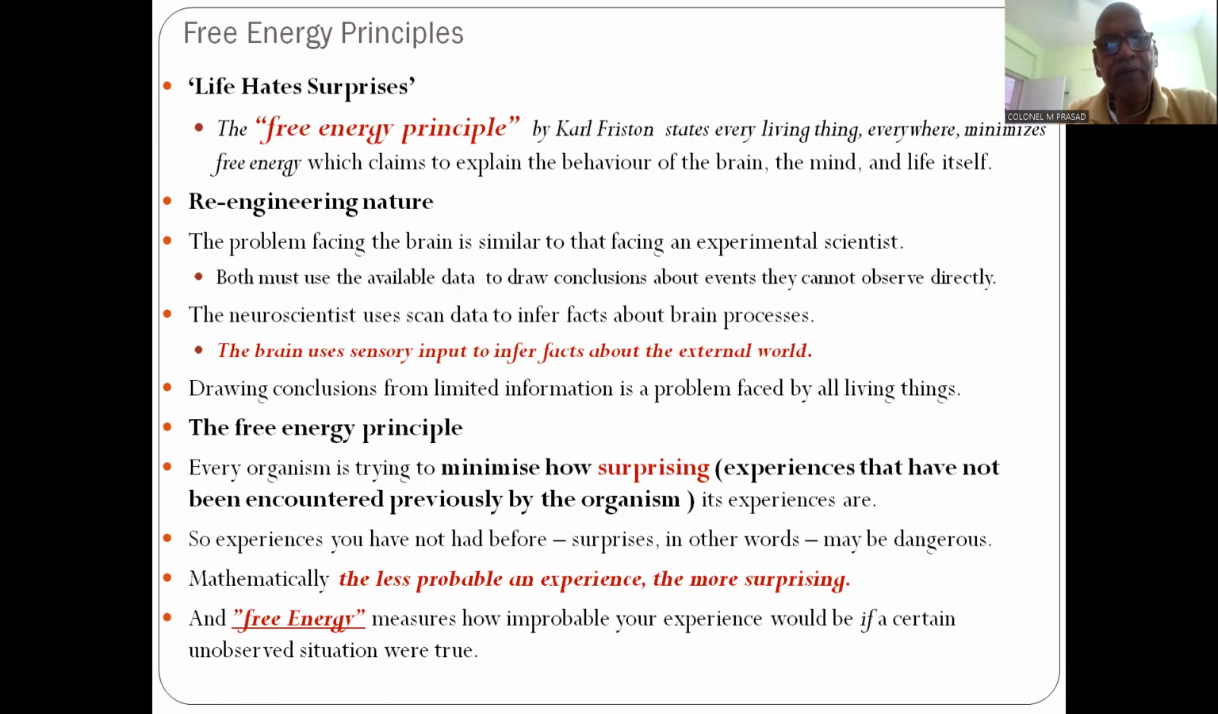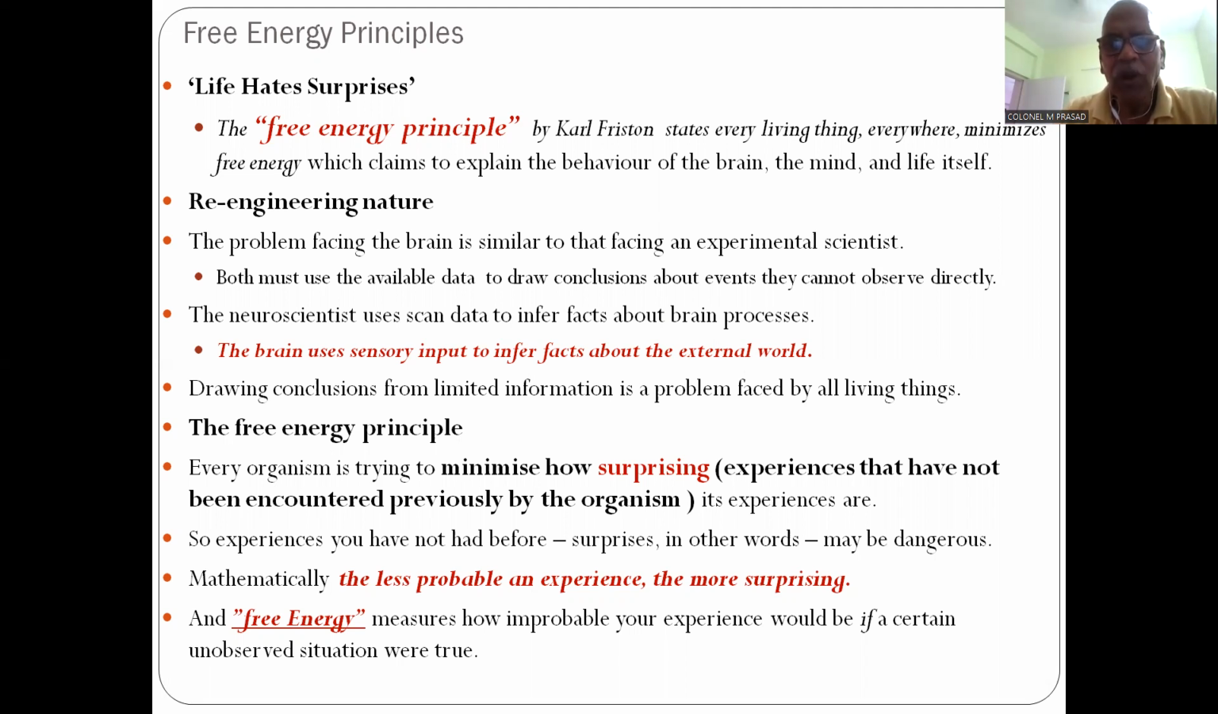The problems facing the brain and the experimental scientists are almost the same, because both depend upon the available data, and based upon available data, they draw conclusions. Similarly, our brain also draws conclusions based upon whatever sensory data or past experiences are available in our brain. Then we extrapolate and predict what the next move is, what this data implies. Neuroscientists use brain scan data, and we use sensory data for that purpose.